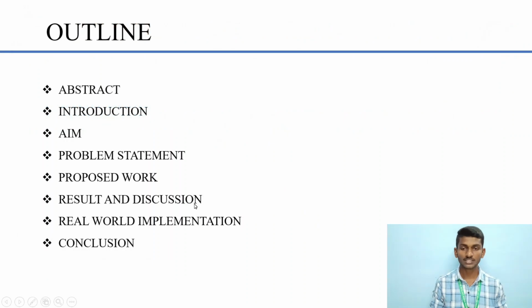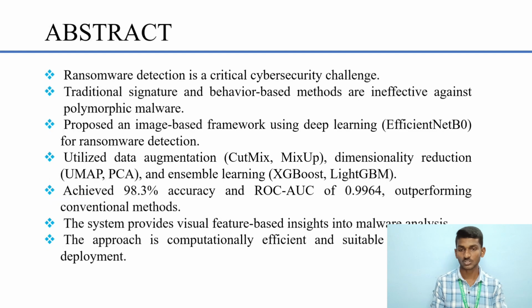So these are the outlines. Firstly, we are going to see about the abstract, introduction, aim, problem statement, proposed work, result and discussion, real world implementation, and finally conclusion. Let's move on to the abstract. Ransomware detection is a critical cybersecurity challenge. We all know what is meant by ransomware. Many of them do not know what ransomware is.